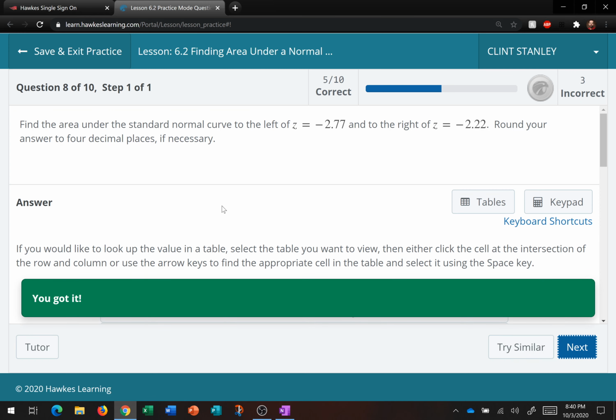There we go. So if it says to the left, just look it up. If it says to the right, look up the opposite. If it says between, look them both up and subtract. The answer can't be negative. And if it's one like this where we got the area in the two tails, you just treat them like separate problems and add your answers together. And it's just 4 types of area. Okay, hope that helps.